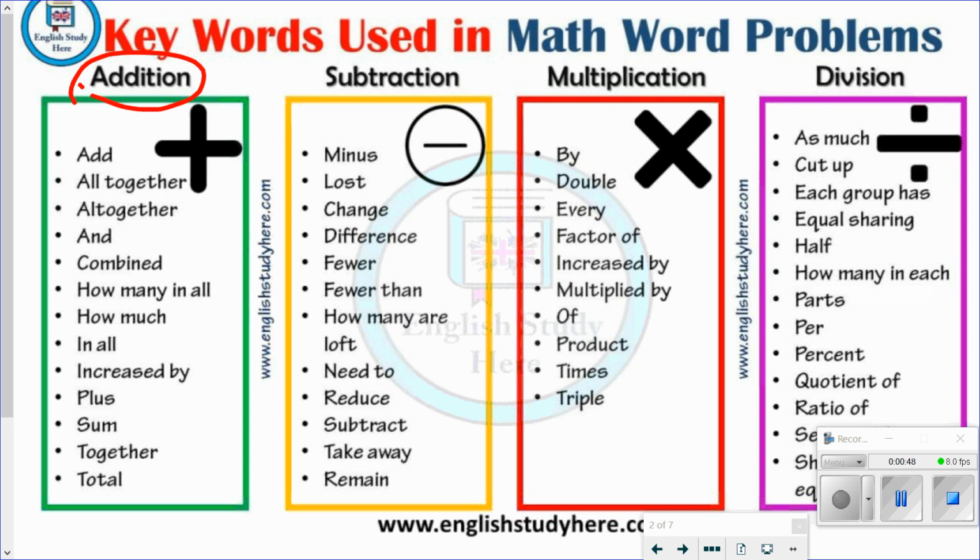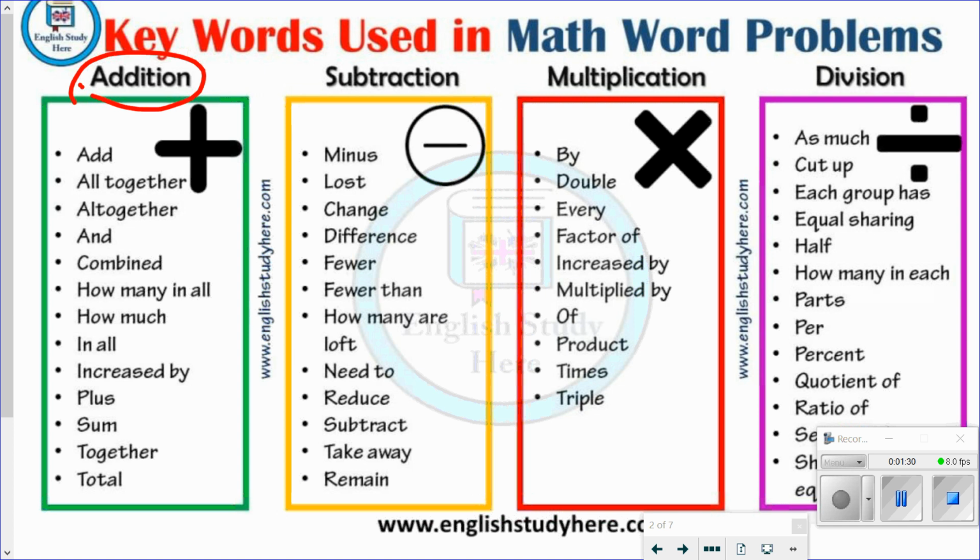Some keywords we might see in a word problem to tell us when to use subtraction might be minus, lost, change, difference, fewer, fewer than, how many are left, need to, reduce, subtract, take away, remain. Some keywords used for multiplication problems: by, double, every, factor of, increased by, multiplied by, of, product, times, and triple.